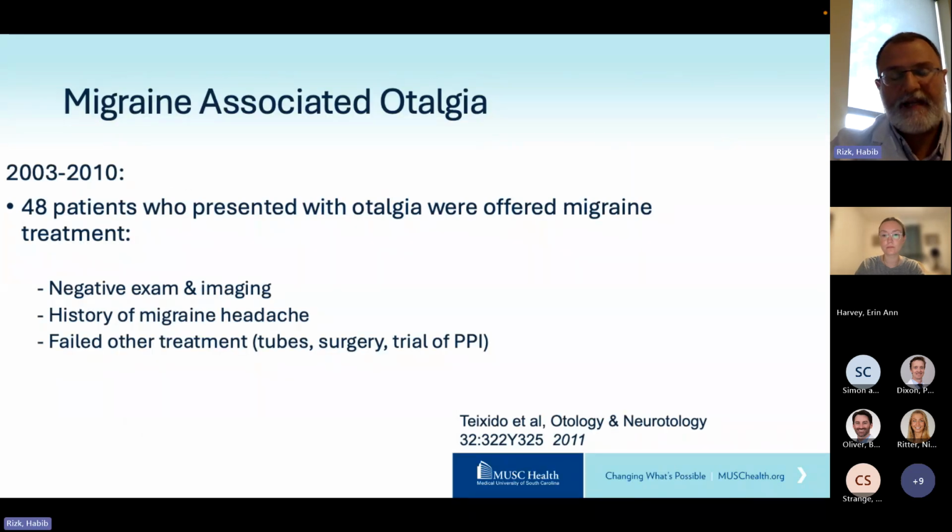Now, the second atypical presentation is otalgia, ear pain. As I showed you earlier, about 40% of patients that scored positive on the migraine assessment tool had aural fullness as part of their symptoms. In 2011, this paper was published in Otology & Neurotology and looked at 48 patients who presented with otalgia, had negative exam and imaging, had a history of migraine headaches, and had failed every other treatment, including tympanostomy tubes, trial of PPIs, TMJ dysfunction management, and they were offered migraine treatment.